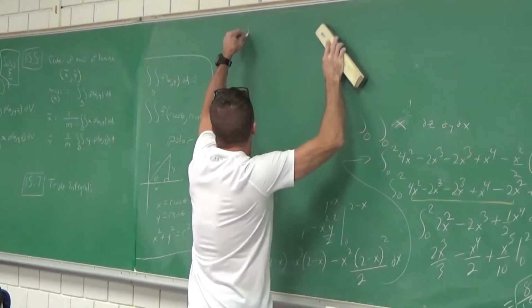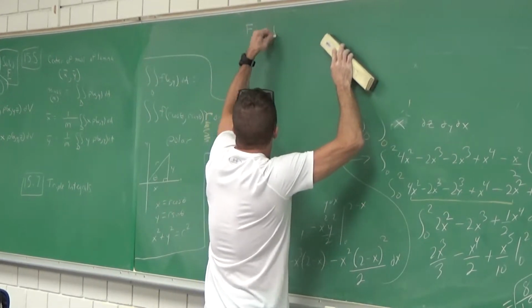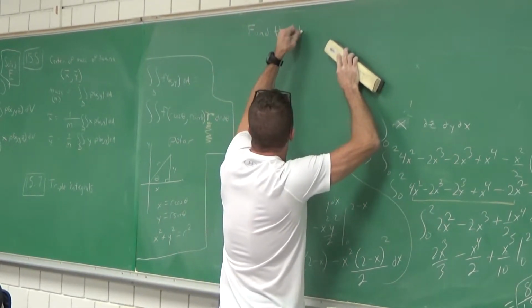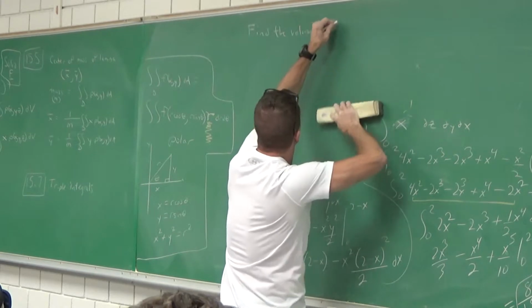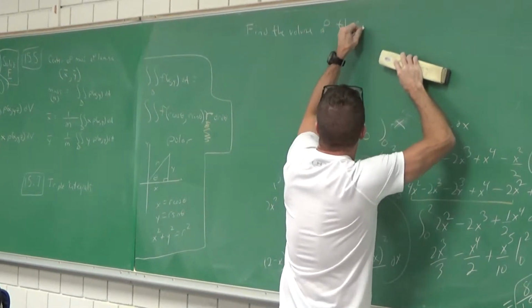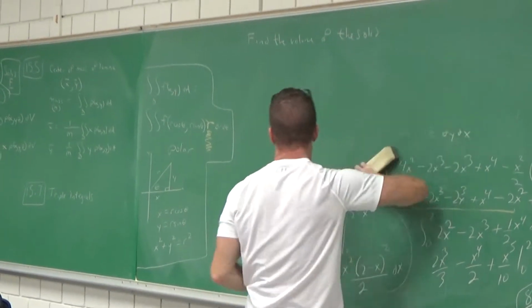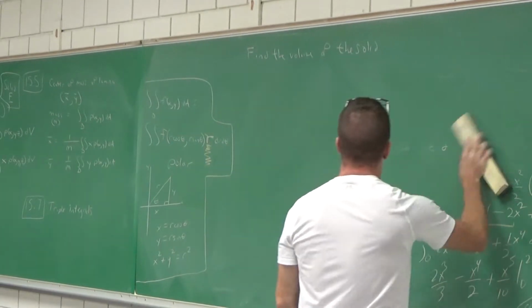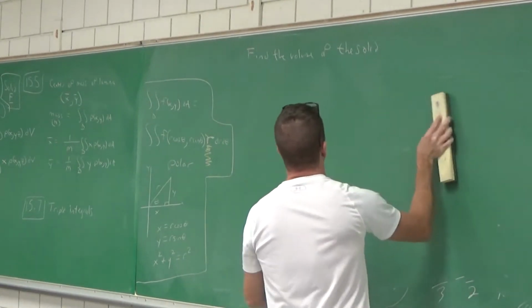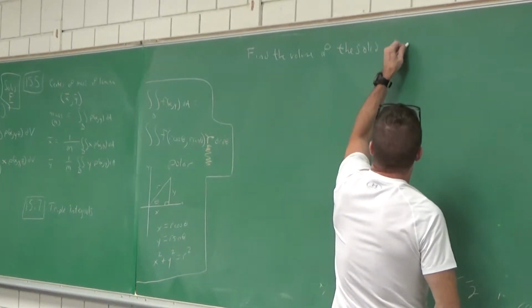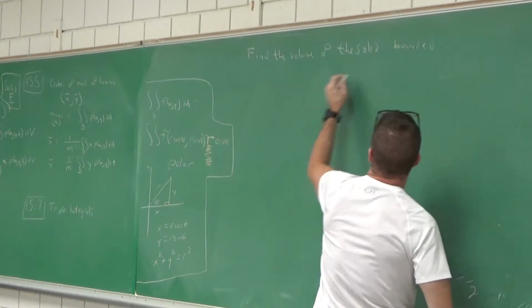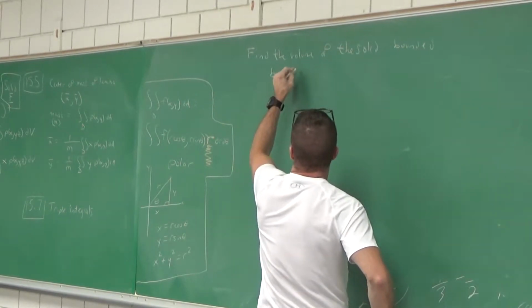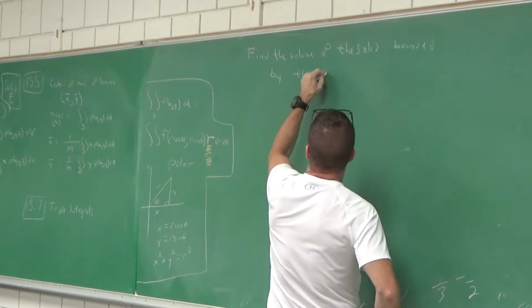And can you find the volume of the solid bounded by the paraboloid.